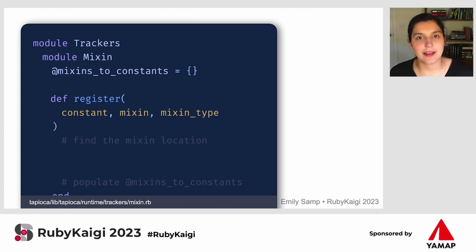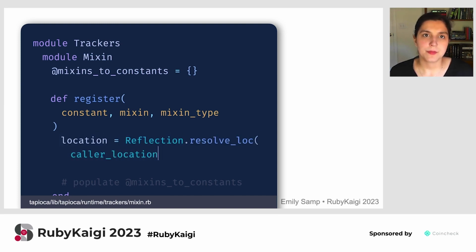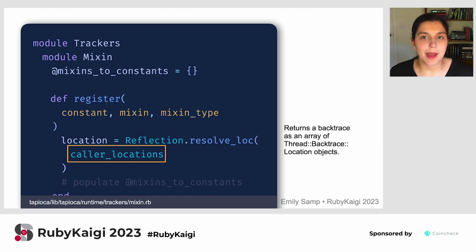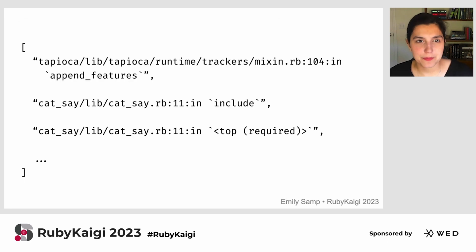Once these values get passed into the register method, there is then the question of finding the location of where the mixin took place. At a high level, we can do this using the caller locations method defined on Ruby's kernel module. Caller locations is a method that will generate a backtrace as an array of thread backtrace location objects. This array will give us the path for every piece of code that was run in order to get to the method that performs the dynamic mixin. Let's see what that might look like.